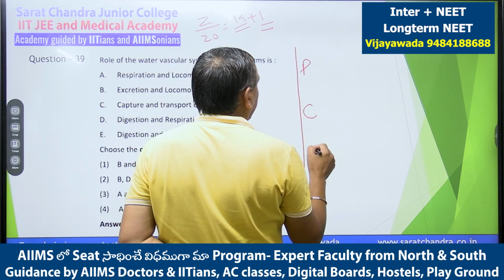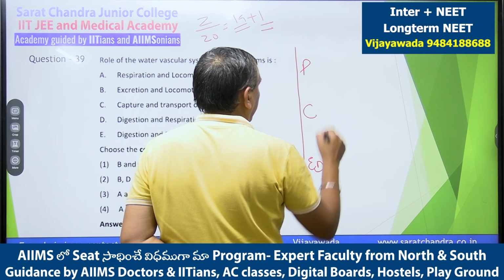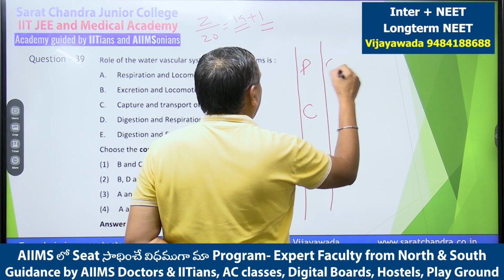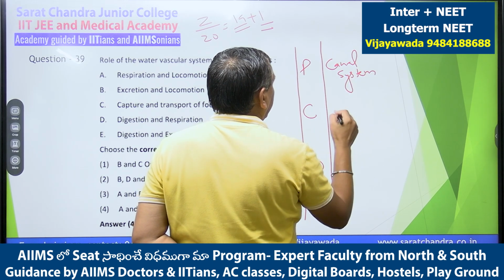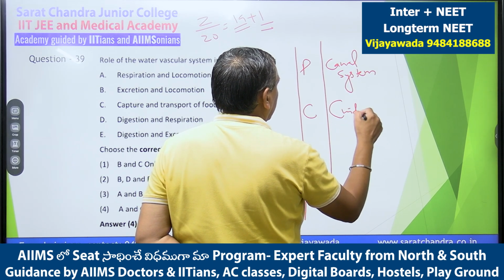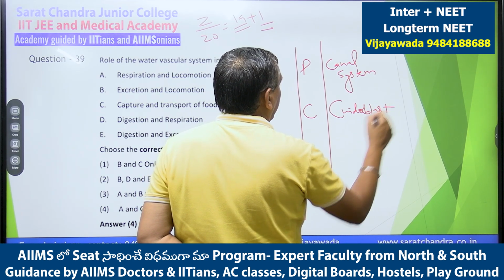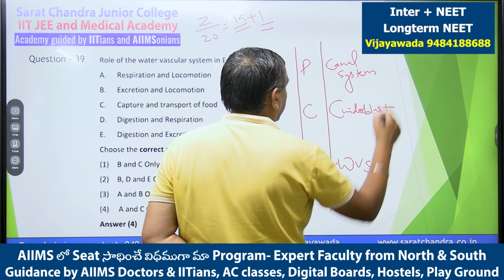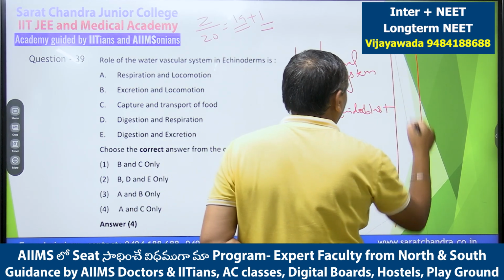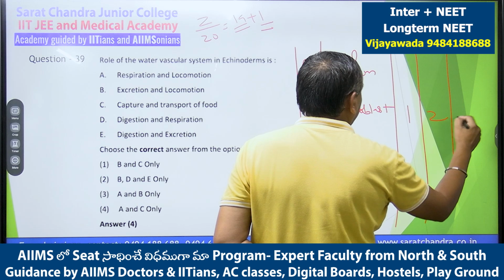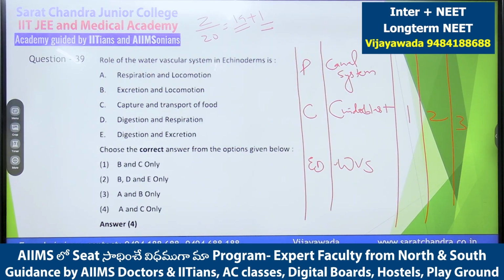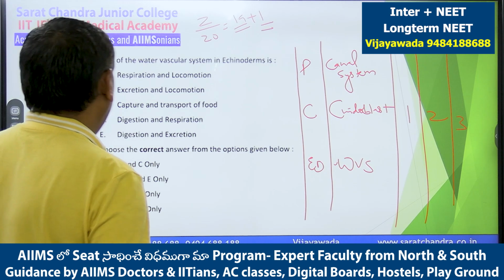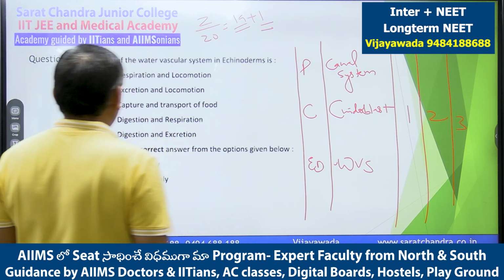Porifera, Coelenterata, Echinodermata. Porifera has the canal system. Coelenterata has the cnidoblast. And Echinodermata has the water vascular system. In NCERT, the 1, 2 and 3 functions of all are given. So many times I said in the class, 3 into 3, you have to remember.